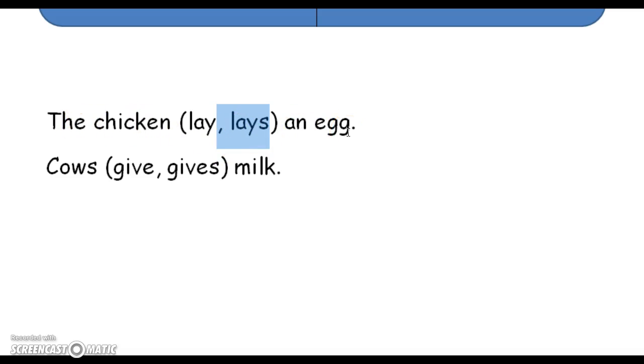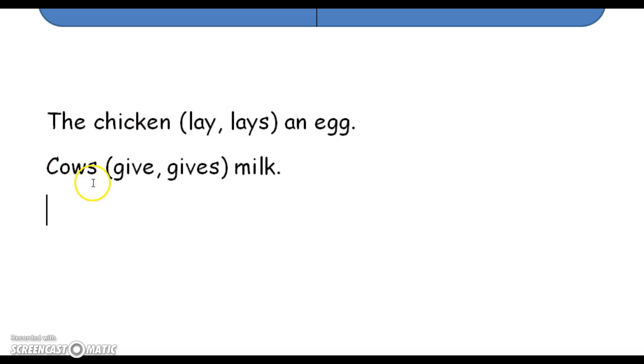Good job. You can also tell when you read the sentence and you don't have the subject and verb agree, it doesn't really sound right. It kind of sounds funny. Try it. The chicken lay an egg. You see how that sounds silly? You can hear that that's not in agreement and that you need to check the other one.